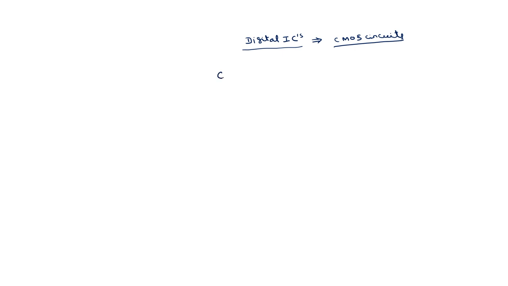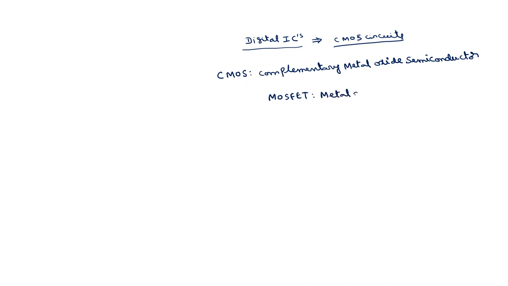So, the expansion of this CMOS is complementary metal oxide semiconductor. You might have studied MOSFET in your electronic devices course. It is called metal oxide semiconductor field effect transistor. Basically, there are two types of MOSFETs. One is N channel, another is P channel.